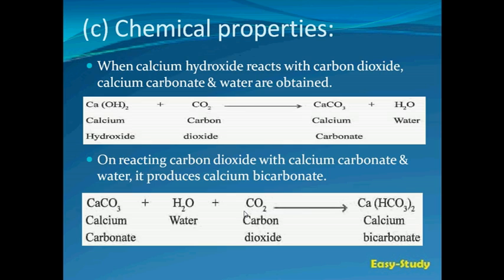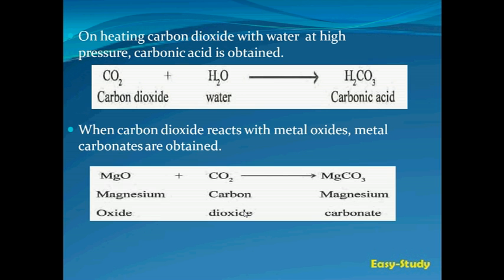Chemical properties. When calcium hydroxide reacts with carbon dioxide, calcium carbonate and water are obtained. As given, on reacting carbon dioxide with calcium carbonate and water, it produces calcium bicarbonate. On heating carbon dioxide with water at high pressure, carbonic acid is obtained. When carbon dioxide reacts with metal oxide, it gives metal carbonates.